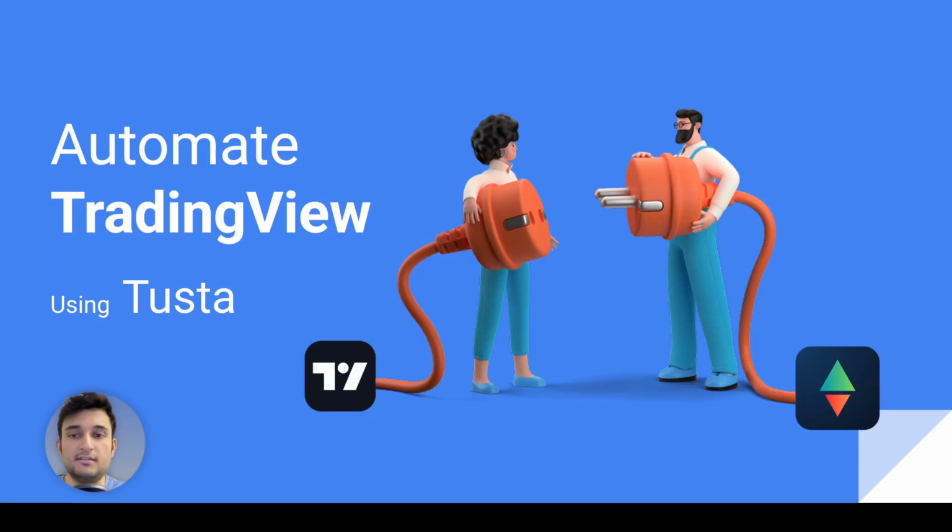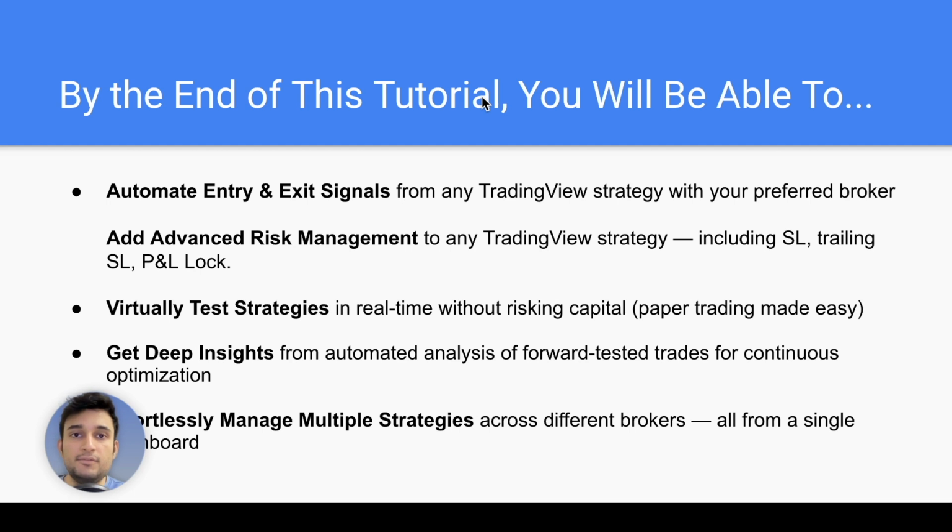Hi guys, in this tutorial we learn how you can automate any of your TradingView strategy, indicator or trend line using Tusta. It's a very simple process. So by the end of this tutorial, you will be able to automate any of your entry exit signals. Also add more risk management to your strategy without adding any kind of logic or Pine code to your TradingView. You can directly set up these risk management from Tusta.